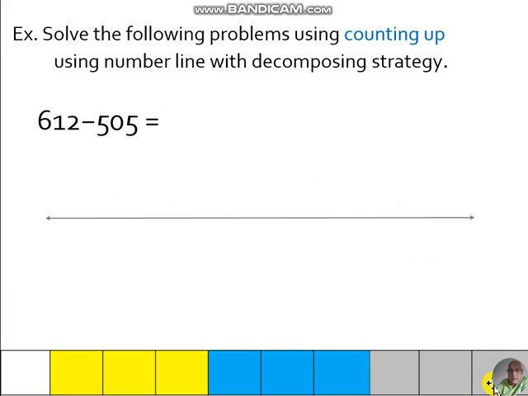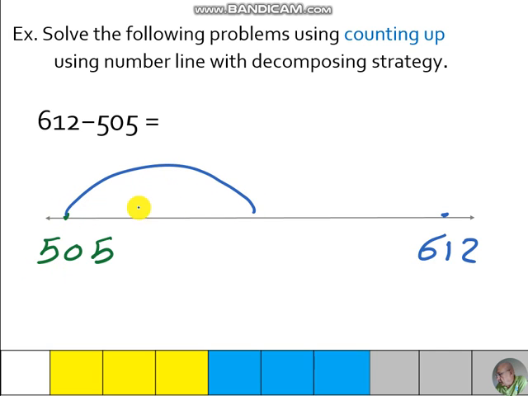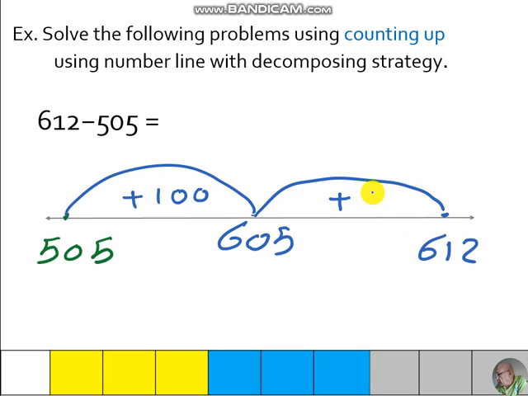Okay. The same problem with counting up. Counting up, I start with the small number here, 505, until I reach the 612. From 500 to 600 means I add 100, plus 100. You get 605. You add another 7. You get 612. Means this is the answer.